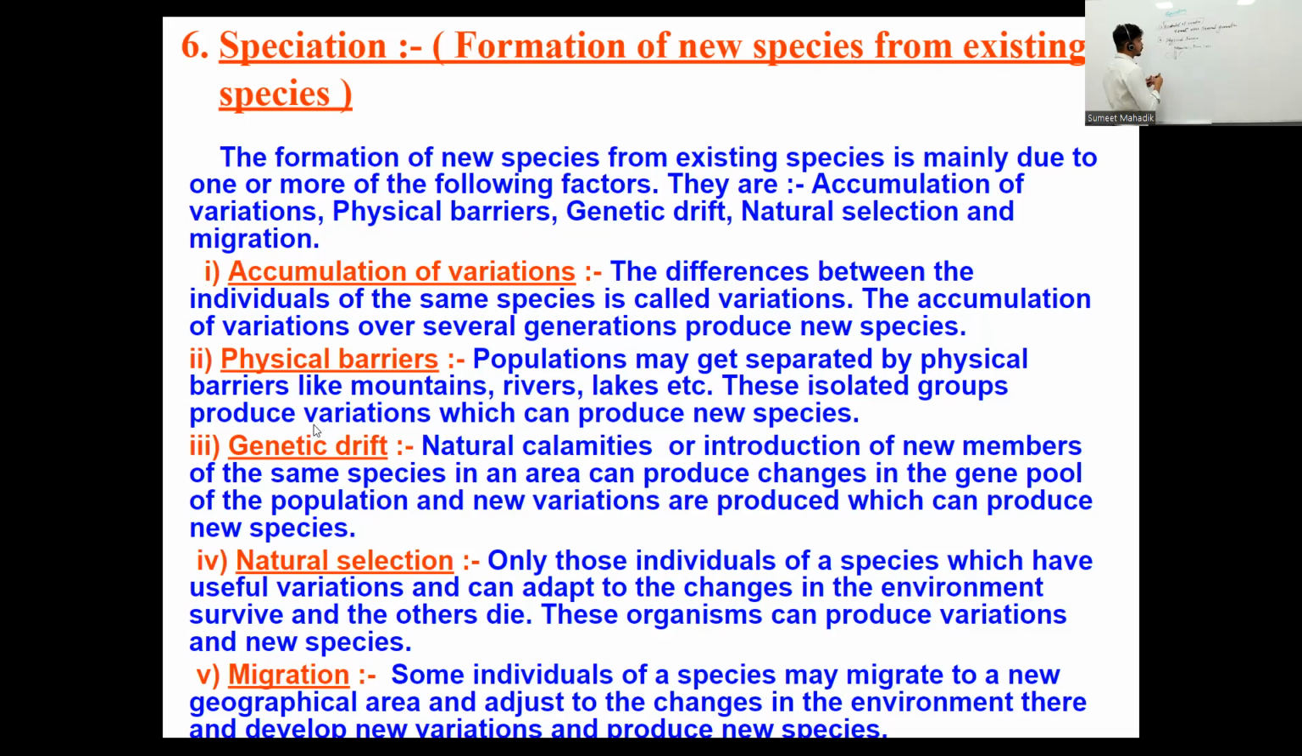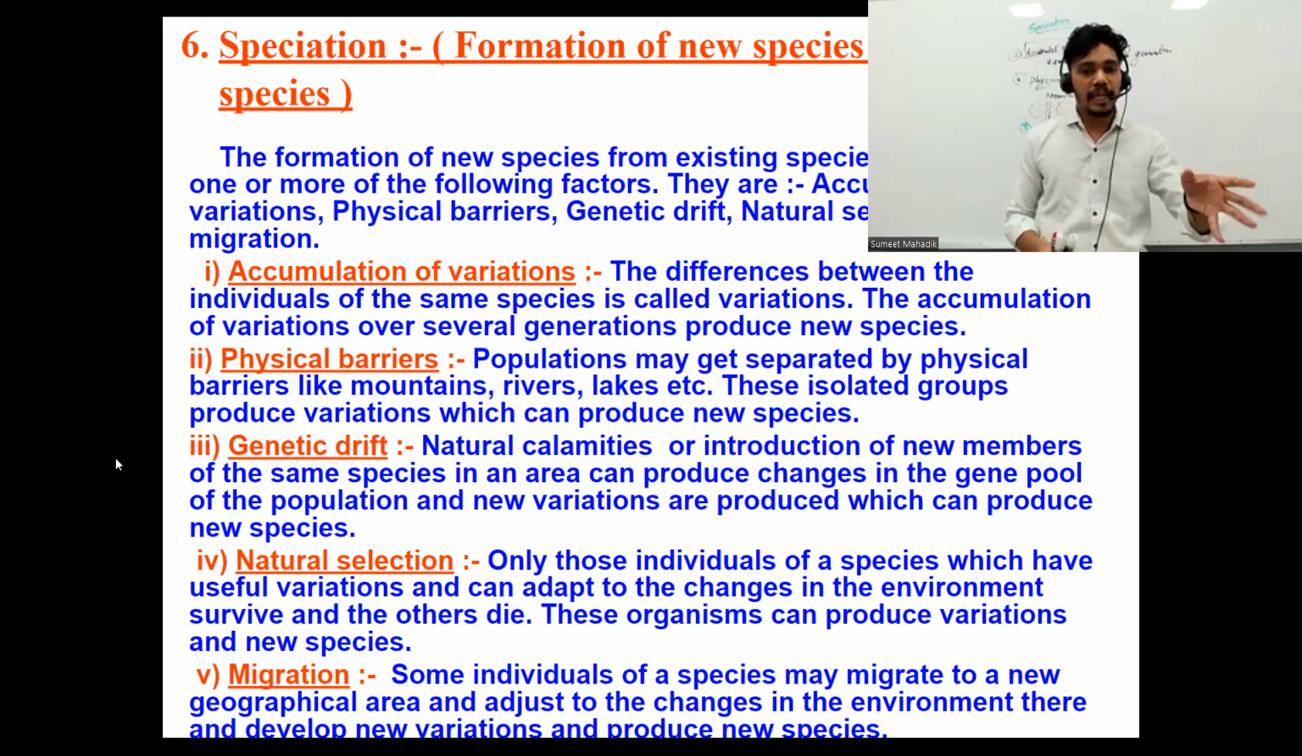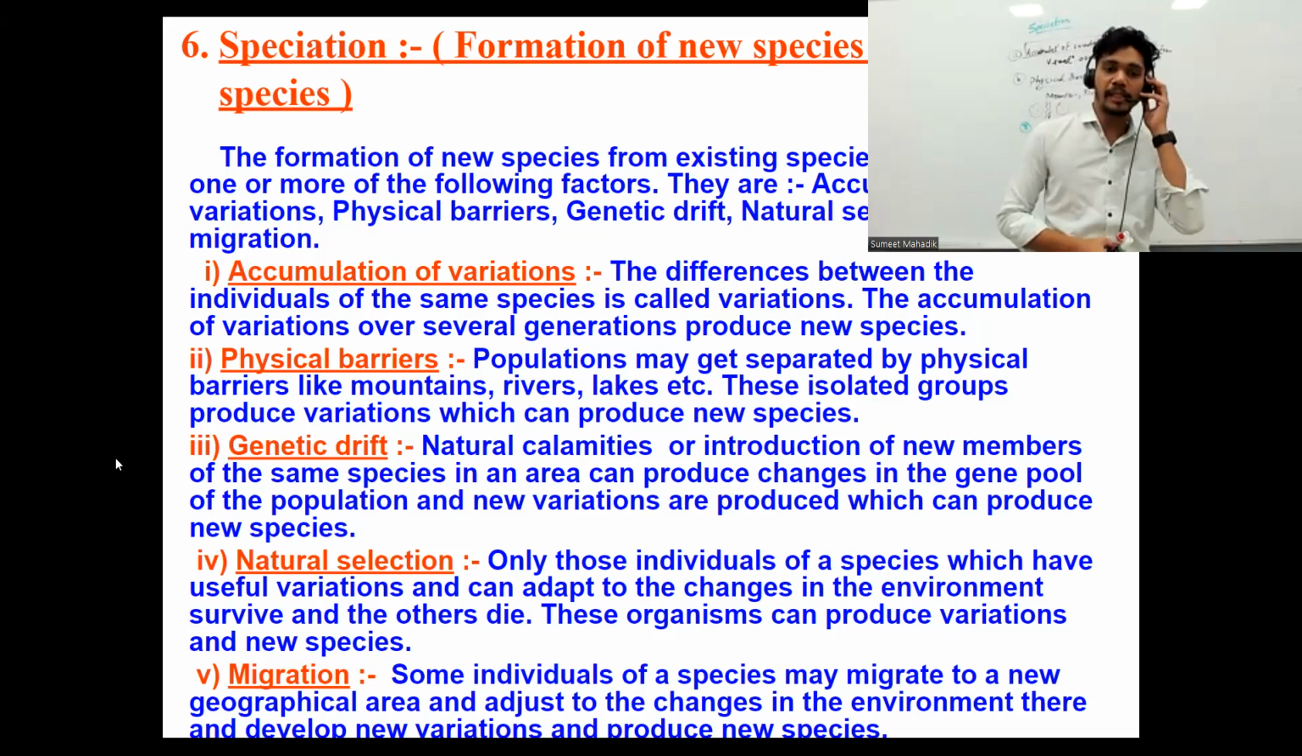Third is what? Genetic drift. What is that genetic drift? Okay. Natural calamities. What are the natural calamities? Can anybody tell me? Natural calamities or introduction of new members of the same species in the area can produce changes in the gene pool of the population, and new variation is produced which can produce a new species.